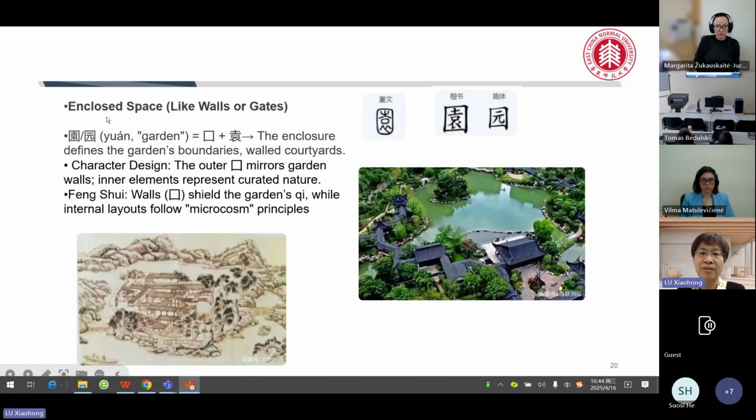Well, we also have words with an enclosed space, like walls or a gate. For example, here is 园, yuan. Yuan means garden. This is 口, kou, or we can pronounce it as wei, as a radical. And inside is 元, which actually means something cultivated in this enclosure. So this enclosure defines the garden's boundaries, a walled courtyard. This outer kou or wei mirrors garden walls. So when you have this word yuan, usually it means it has a wall.